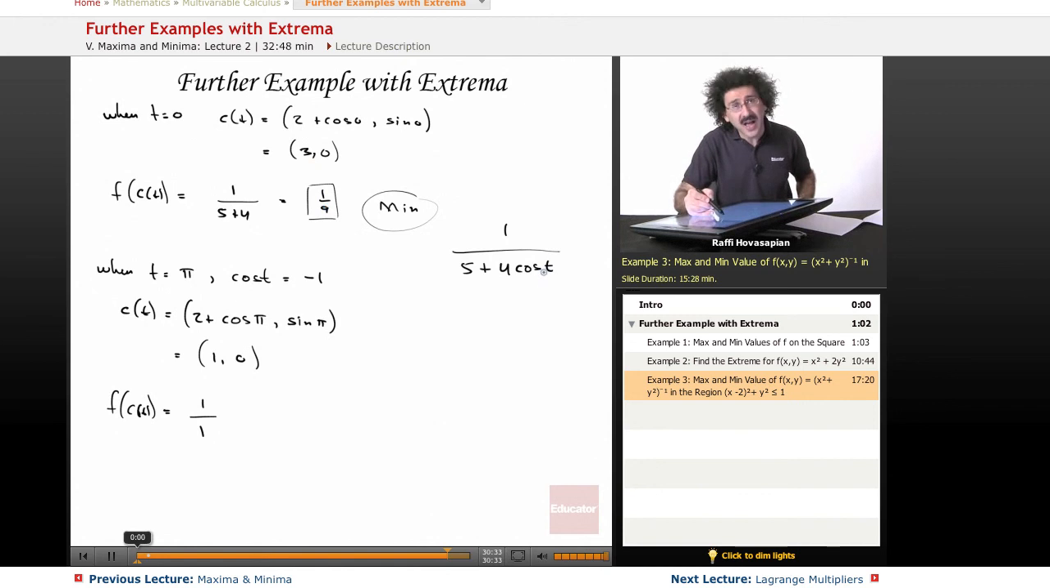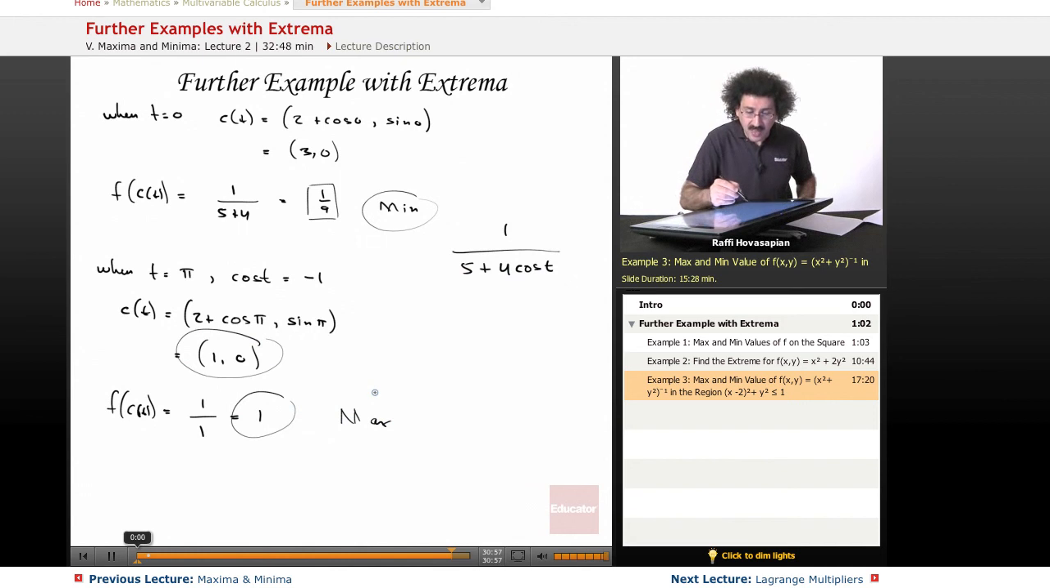When t equals pi, that's when it's at its smallest. The smallest value of cosine is when t equals pi. Cosine of pi is -1. 4 times -1 is -4. 5 minus 4 is 1. So the value of the function is 1. So at the point 1, 0, the value of the function is 1. That's the maximum. At the point 3, 0, the value of the function is 1/9. That's the minimum. So here's what we've done.